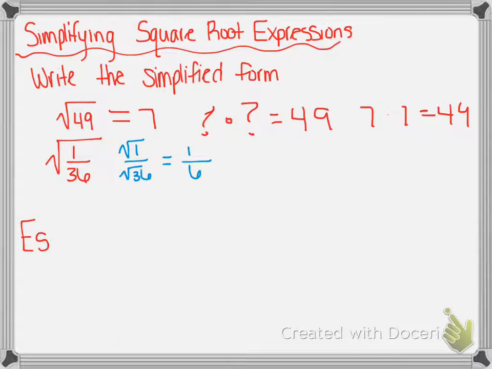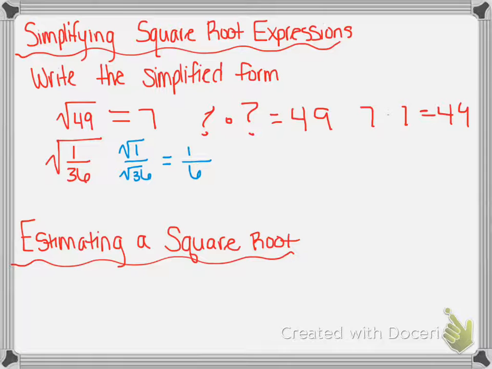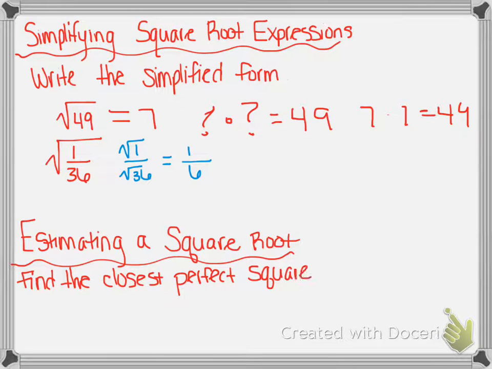Okay. And our next type of example that we have is going to be estimating a square root. Not all of our numbers are perfect squares, so we're not going to use a calculator, but I do want you to be able to tell me what whole number is it closest to. Okay, so find the closest perfect square. Our first example is the square root of 63.